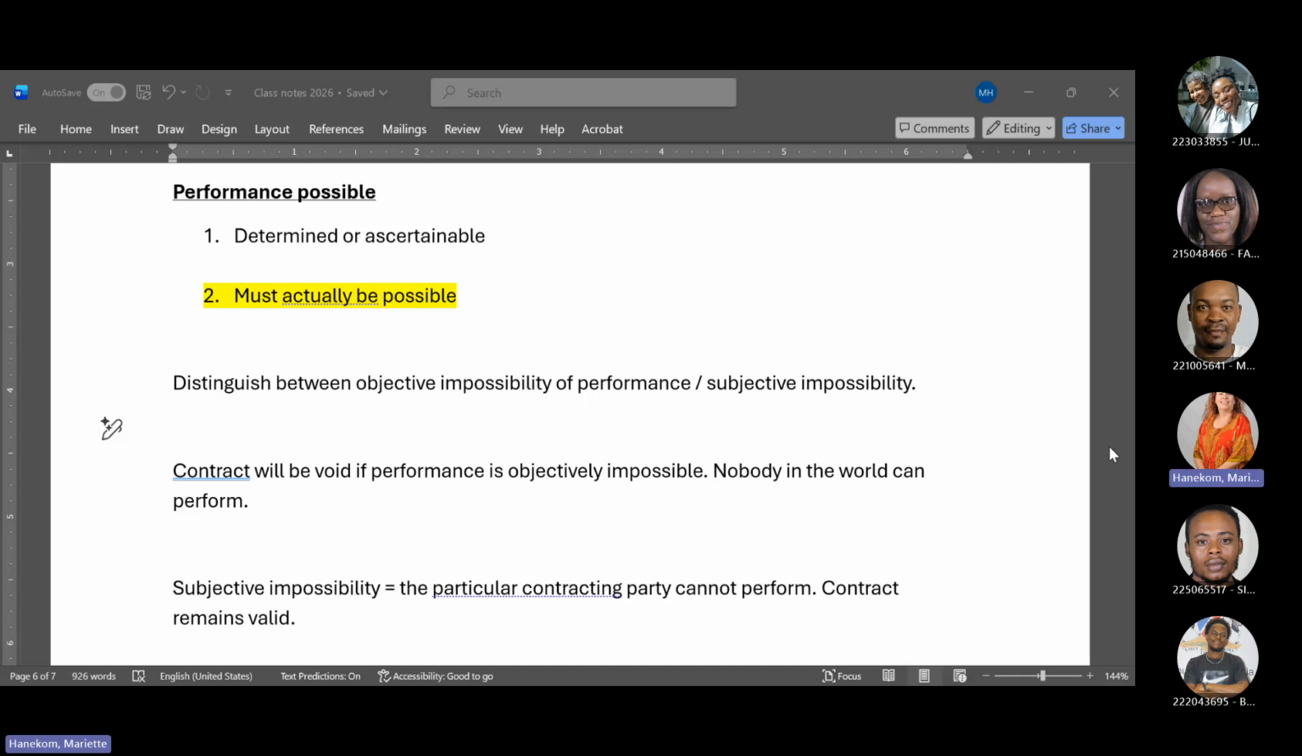So let's say a sportswear manufacturer enters into a contract with a top rugby player that they will sponsor him, pay him X amount of money, sportswear, and so on, if he scores 5 tries during the course of a season.